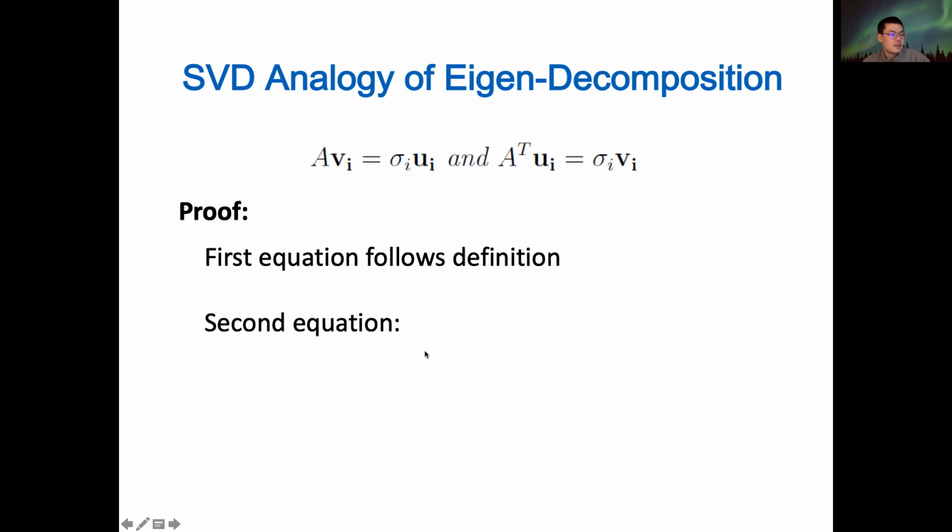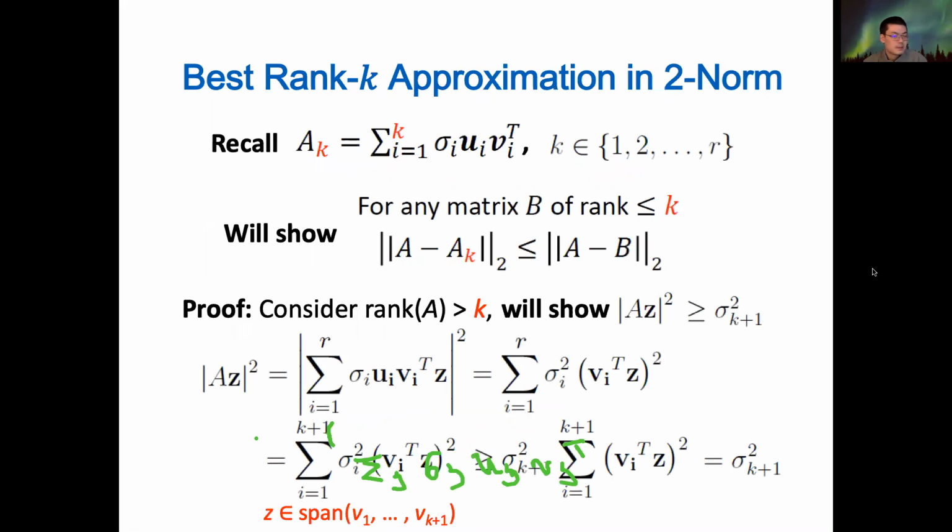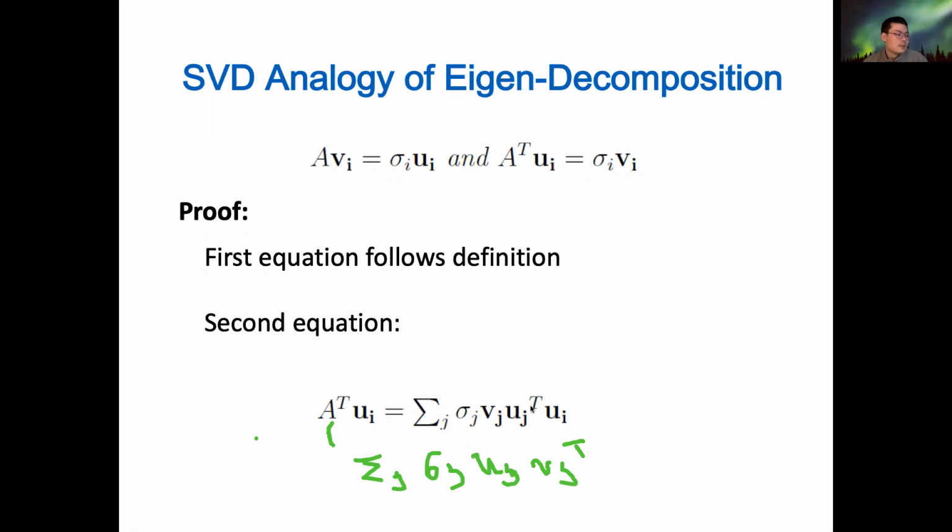second equation. The left-hand side, A transpose times u_i, is equal to, here we are using the conclusion. For now, you should memorize it. So what is A? A is the summation over j of sigma_j u_j v_j transpose. This you should memorize. You have seen this many times.